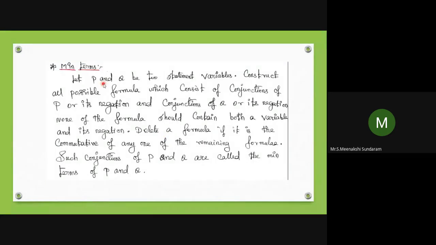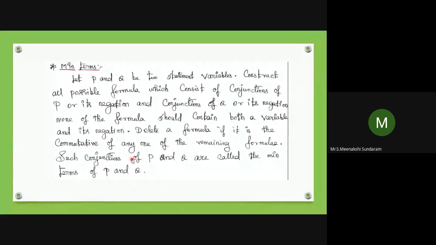Min terms. Let P and Q be 2 statement variables. Construct all possible formulas which consist of conjunctions of P or its negation and conjunction of Q or its negation. None of the formulas should contain both a variable and its negation. So delete a formula if it is in the commutative of any one of the remaining formulas. Such conjunctions of P and Q are called the min terms of P and Q. What is the min terms? That is the meaning of min terms.